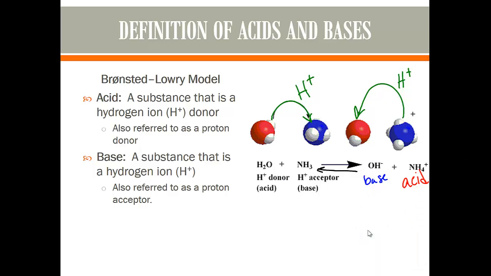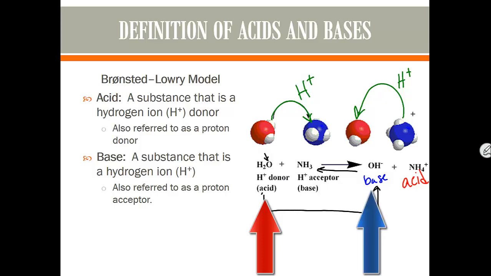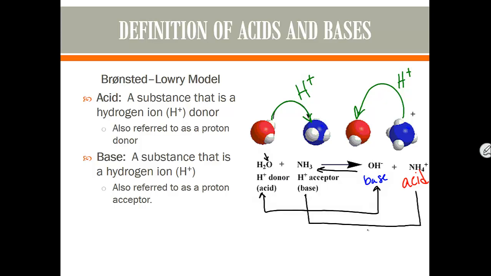Meaning that we end up with something that acts as an acid, the water, acting as an acid in the forward reaction, acts as a base in the reverse reaction. These are known as conjugate pairs. Water becoming hydroxide, and ammonia becoming ammonium is its conjugate acid.